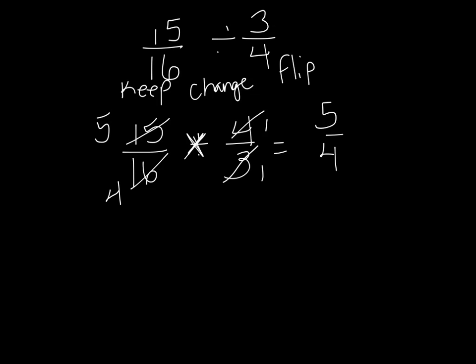Okay, change this to a mixed number. 4 goes into 5 one time with 1 piece left over. And that would be our answer. Again, I apologize where I messed up and wrote a division sign, but now you can see it's multiplication. That's a common mistake we do make, and that is something you definitely need to look for when you're working these out on your own.